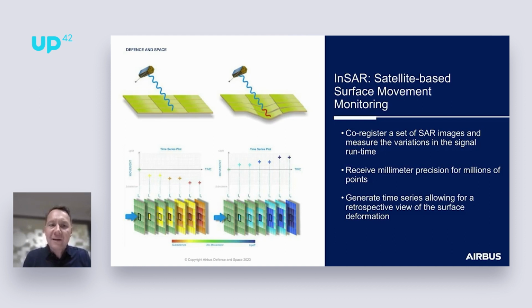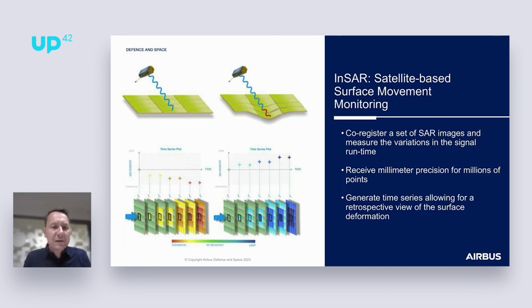So what is InSAR? It's a term for interferometric SAR, interferometric synthetic aperture radar. And this technique is used in order to measure surface deformation, surface movement effects with a millimeter precision. How does this work?